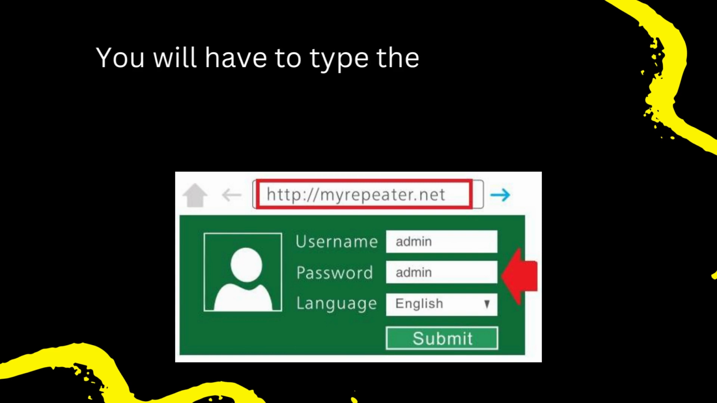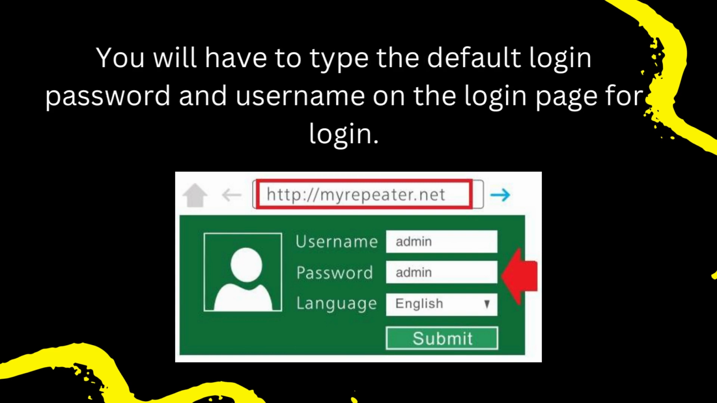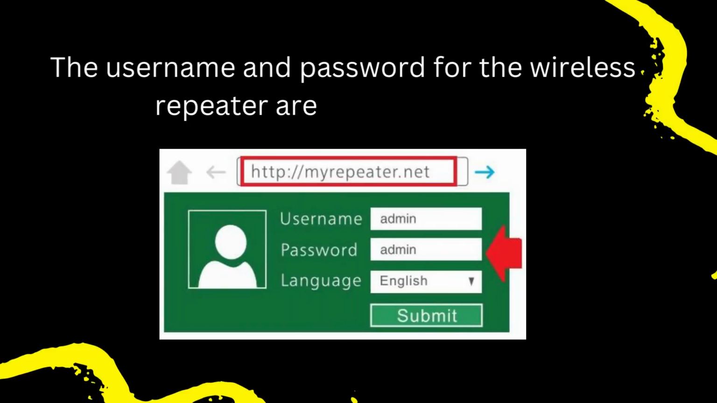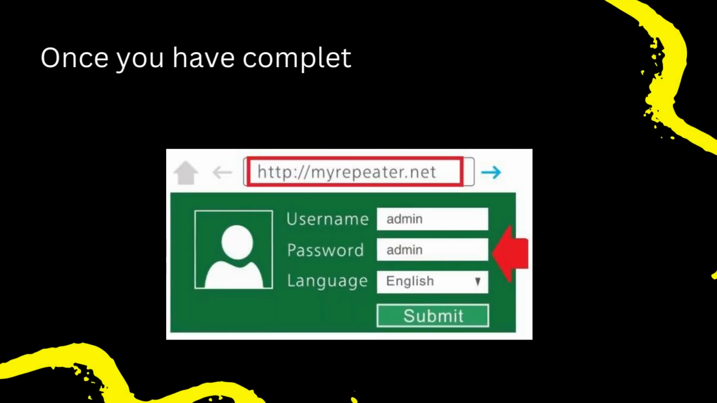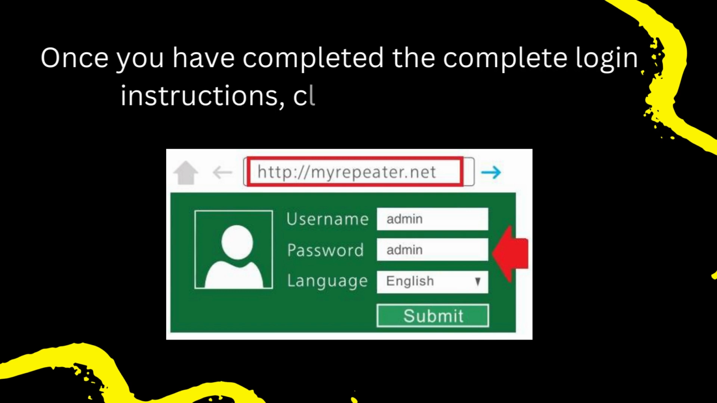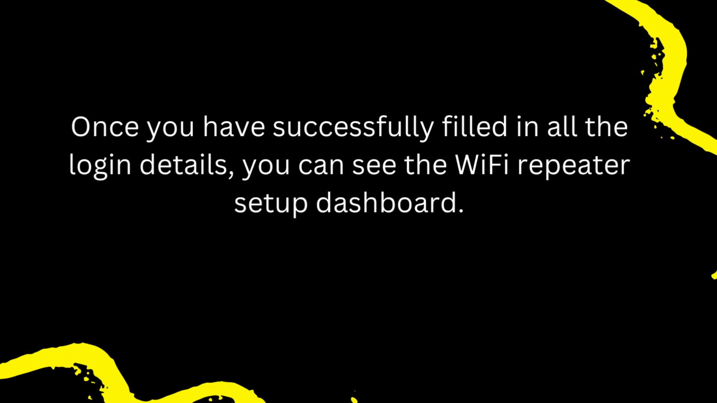You will have to type the default login password and username on the login page for login. The username and password for the wireless repeater are usually admin. Once you have completed the complete login instructions, click the Submit tab. Once you have successfully filled in all the login details, you can see the Wi-Fi repeater setup dashboard.